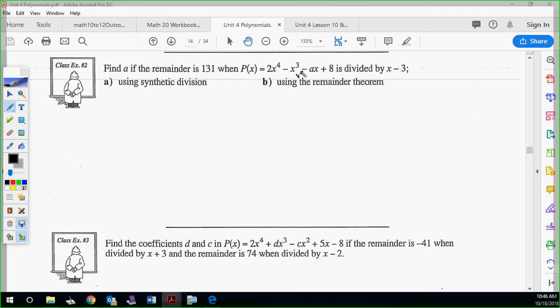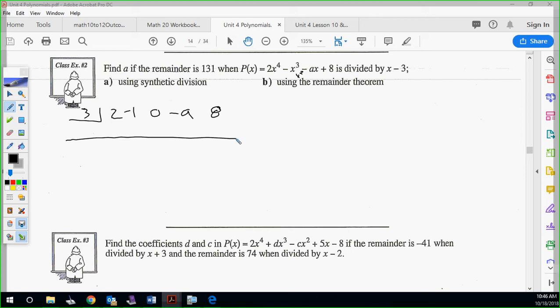So we're dividing by x minus 3. The thing in the box is a positive 3. And here we go. 2, 1, negative 1, 0, negative a, and 8. Those are the numbers we're going to use. And now we're ready to synthetic divide. Mine's a little close. Maybe I have a little more space if you do it.